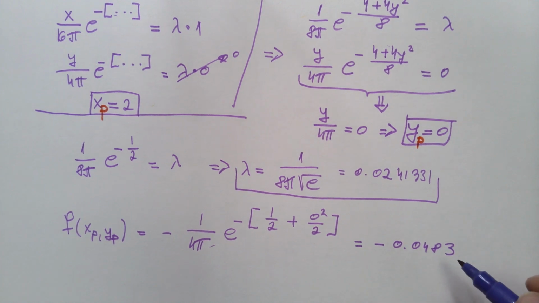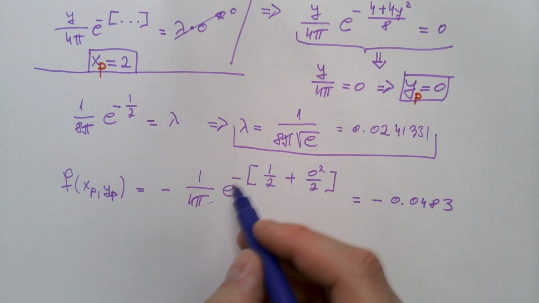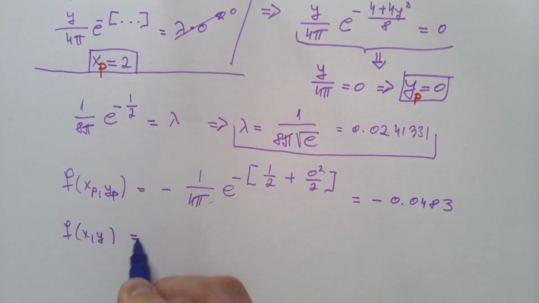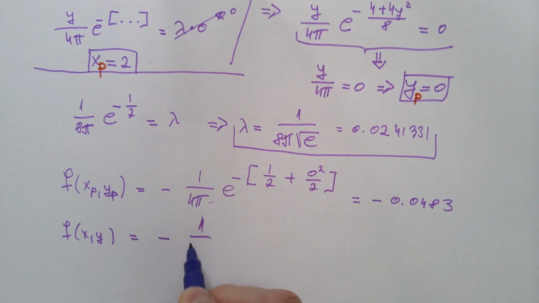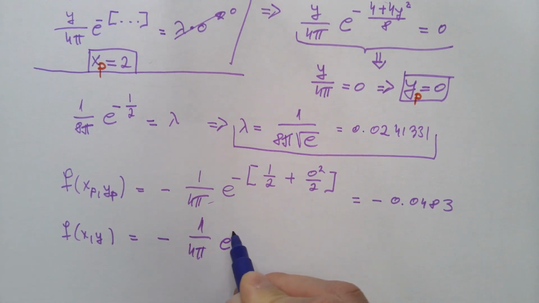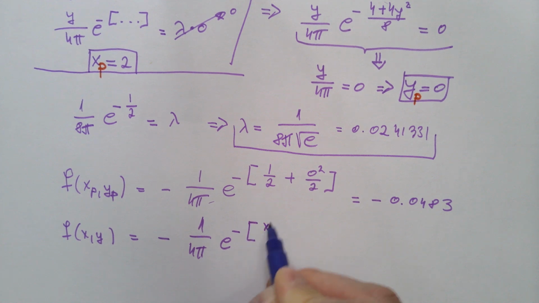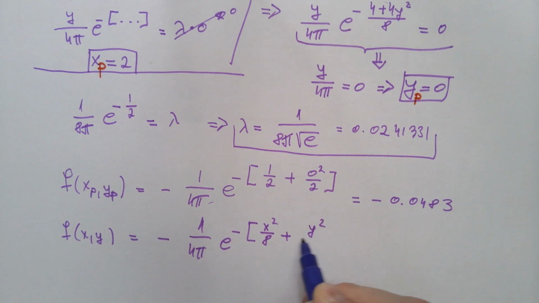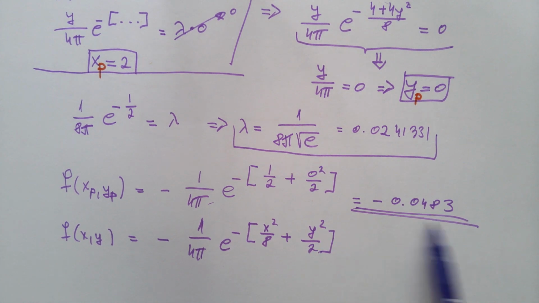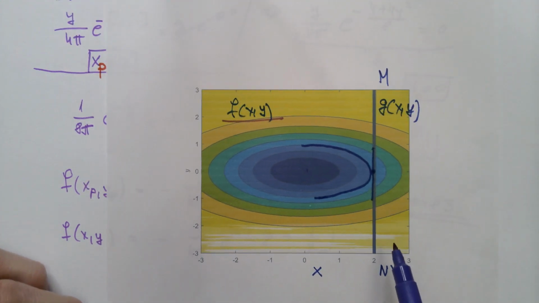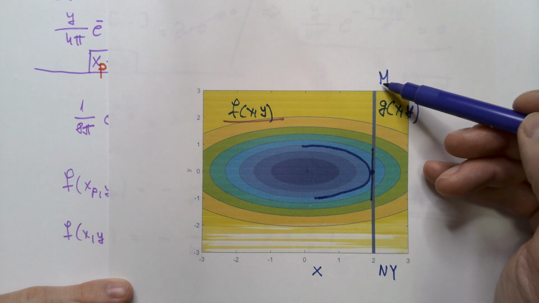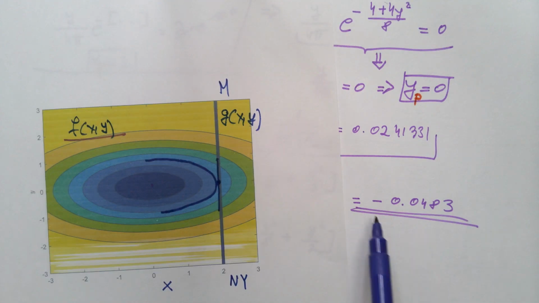0.0483. Some of you might say, well, how did you get this over here? But I know that my function f of x and y is equal to minus 1 over 4 pi e to negative x squared over 8 plus y squared over 2. This result tells us that our mid-latitude cyclone has the minimum value of the pressure on this road between Montreal to New York that is equal to this.